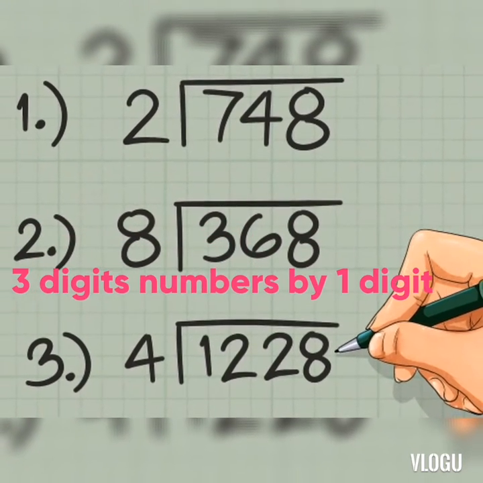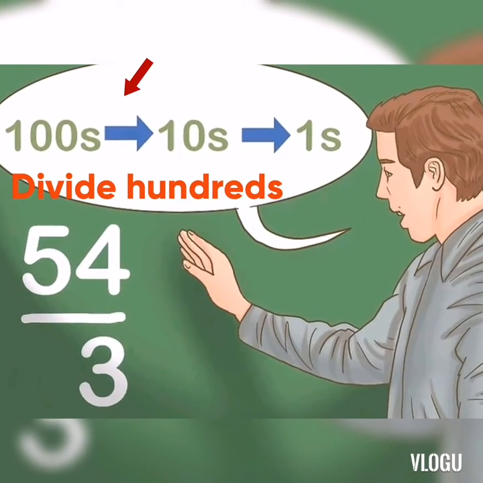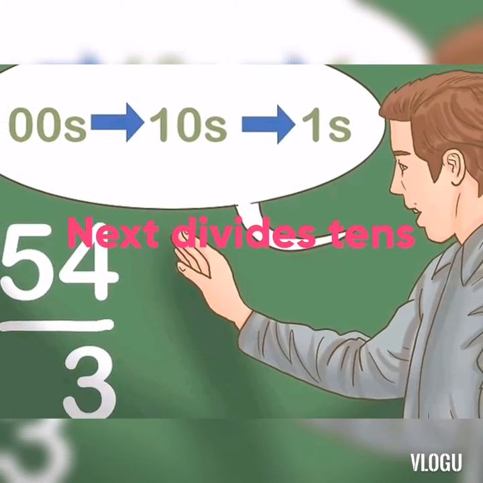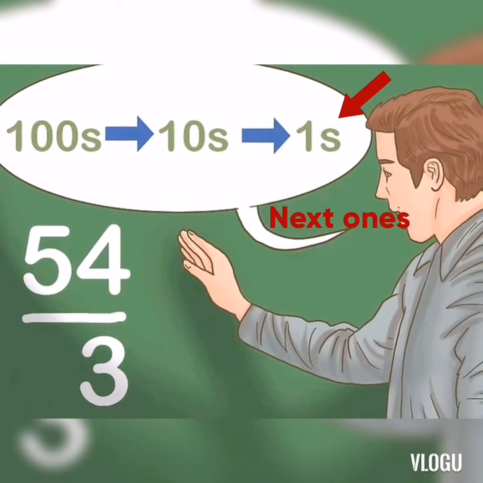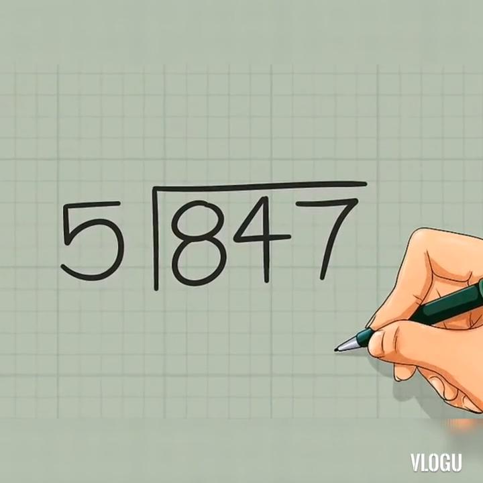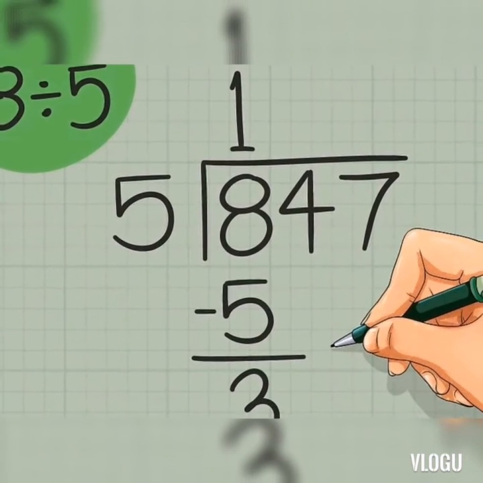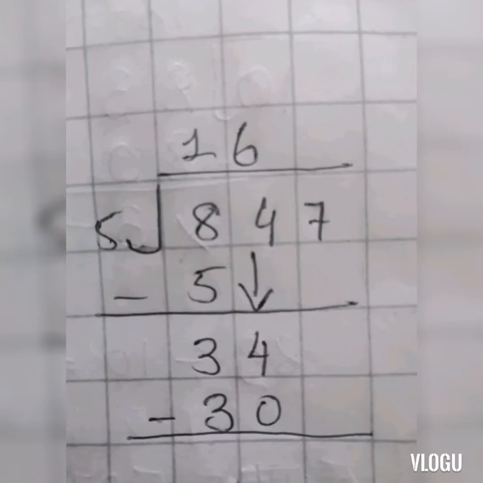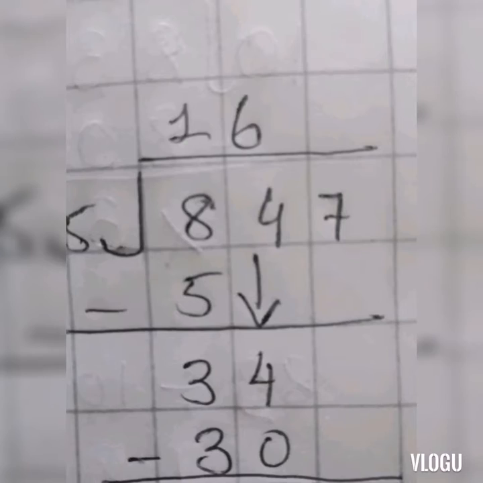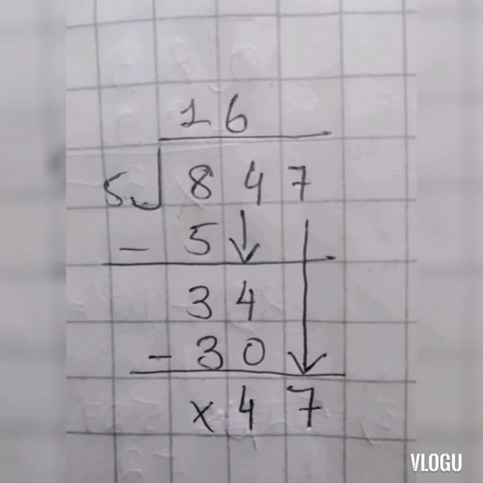Today our topic is dividing a 3-digit by a 1-digit number. In 3-digit division, remember, first we divide the hundreds, then the tens, and then the ones. First we have to divide the 8, and here you see the first 8 is the hundreds. Next we have to divide the tens, and in the tens we have a 4. Next we divide the 7, and that is the ones.